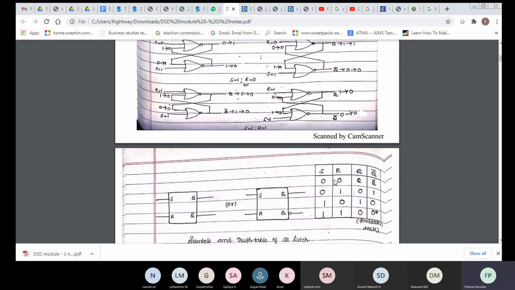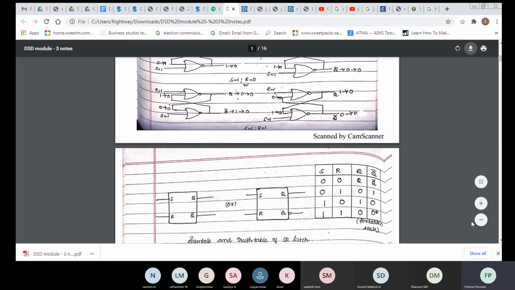When S is equal to 0 and R is equal to 0, it remains with the previous state, that is Q bar. When S is equal to 0 and R is equal to 1, it goes with 0 and 1. Whatever may be the previous state, you will get the output as 0 and 1. When S is equal to 1 and R is equal to 0, whatever may be the previous state, it will be 1, 0 only. When S is equal to 1 and R is equal to 1, the output will be 0, 0. That is the forbidden state. Understood? Understood what is next state and what is previous state.